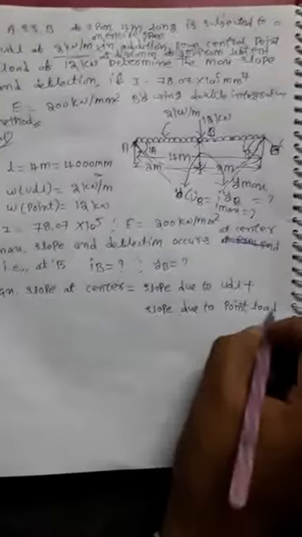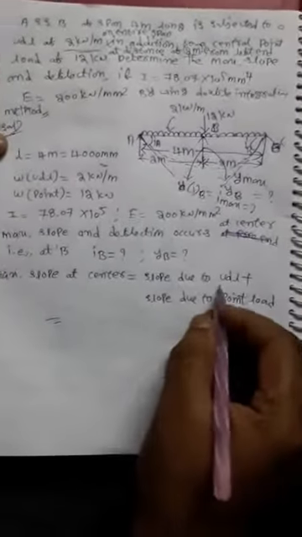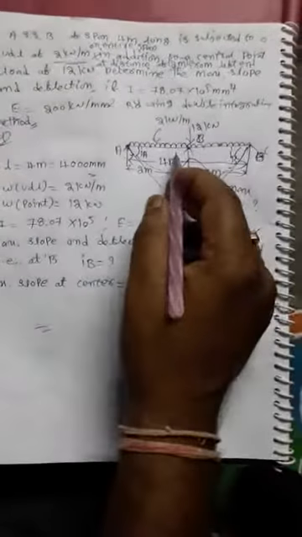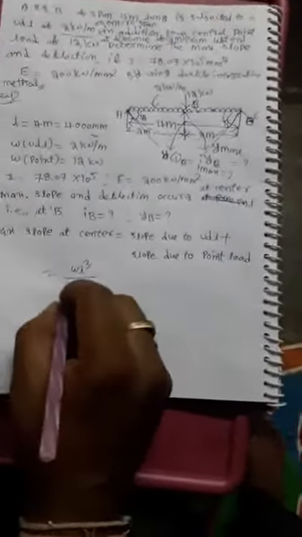UDL and slope due to point load. For the simply supported beam carrying UDL over the entire span, the maximum slope formula is W L cube by 24 EI.